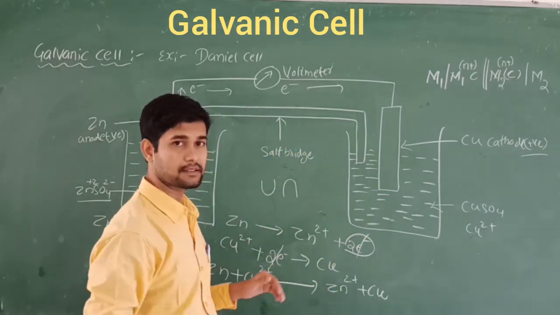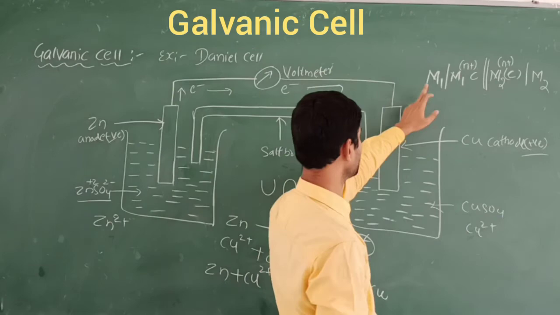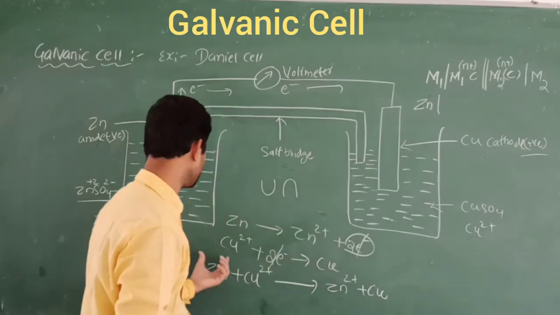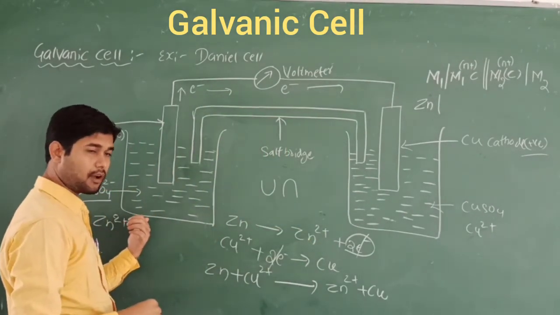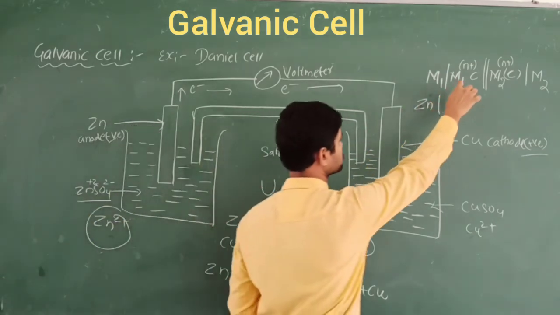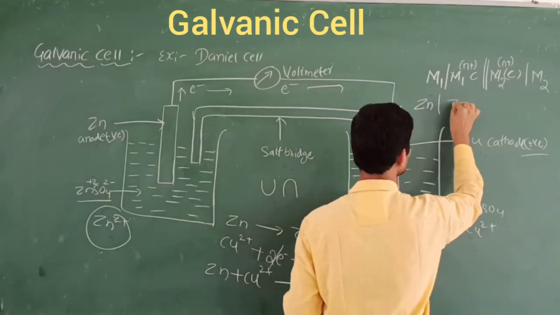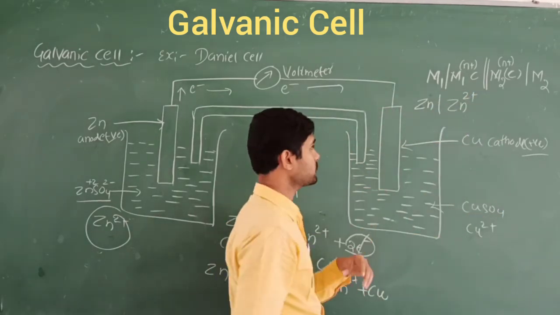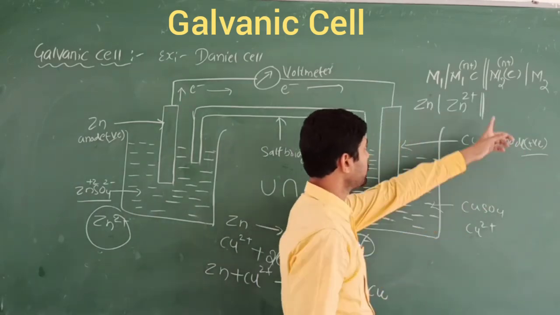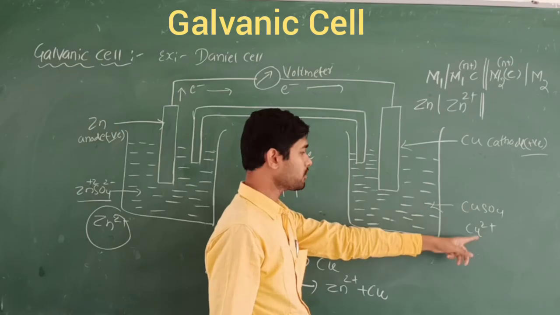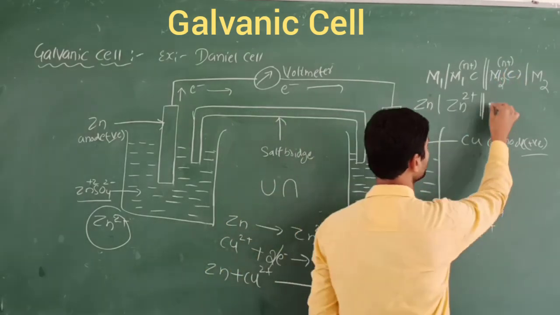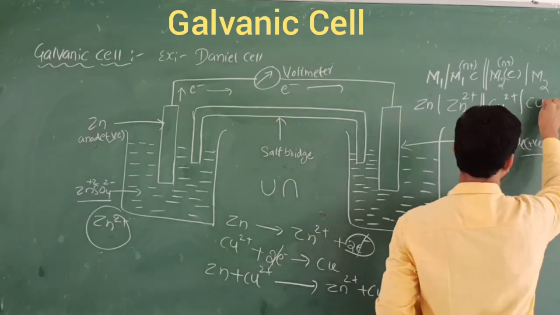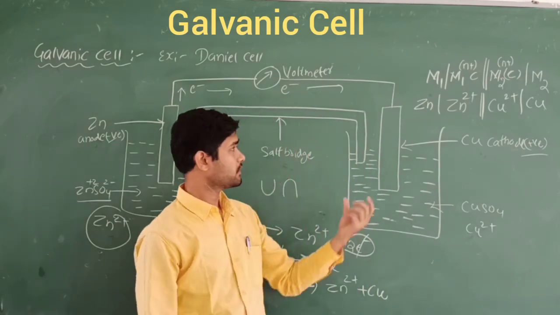Now we should write this for the Daniell cell. What is the metal we are going to use here? That is zinc metal. Where are we going to dip it? In zinc sulfate solution, which we write in the oxidation form, Zn2+, where zinc loses 2 electrons. This zinc rod is dipped in the zinc sulfate solution. This is the salt bridge connection. What is the concentration here? That is copper sulfate, which you write in the oxidation state, Cu2+. And the metal we dip in the solution is copper. This is the way to represent the cell using symbols.